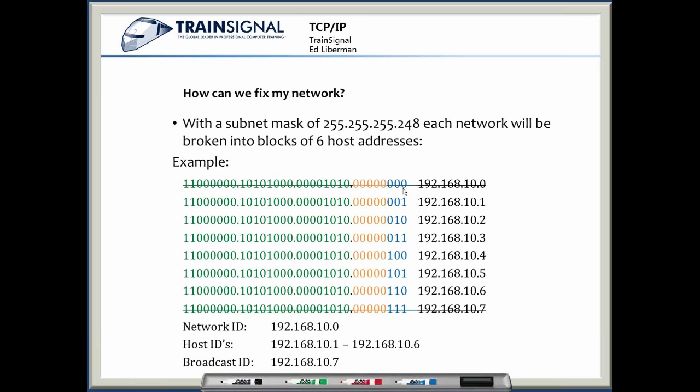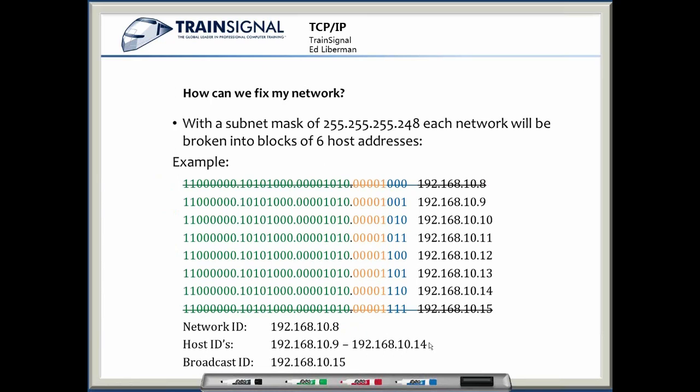And here's how that works out. Here are the 8 possible choices: 1, 2, 3, 4, 5, 6, 7, 8. You've got this whole range here. Those are every single possible choice of ones and zeros that we could put into the host ID. If we convert these back to decimal, we get 192.168.10.0, 1, 2, 3, 4, 5, 6, 7. We have to cross out the 0 because that represents the network ID. We have to cross out the 7 because that would be the broadcast ID. That leaves us with the numbers 1 through 6.